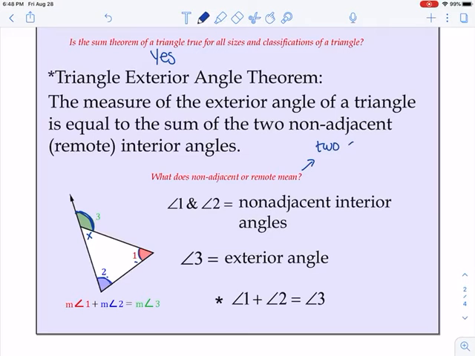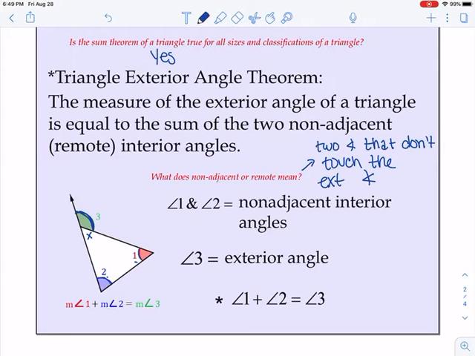So two angles that don't touch the exterior angle. Okay. So again, in the picture, angle 1 and angle 2 are your non-adjacent interior angles, and angle 3 is the exterior angle.